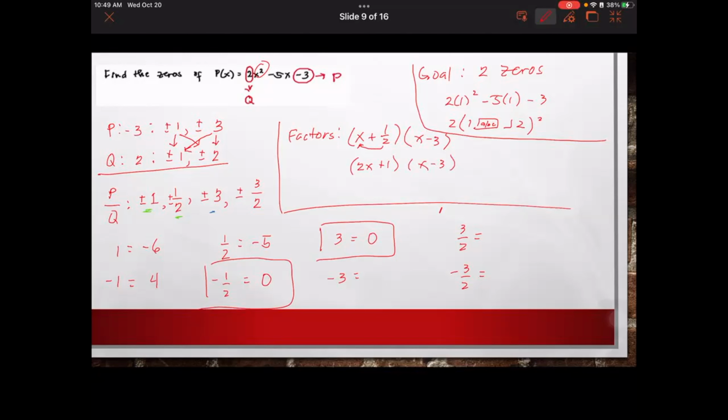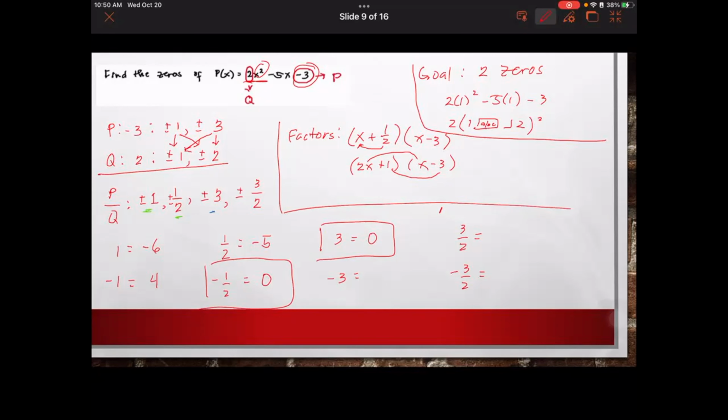Now, how to check our answer if it's correct? 1 times negative 3, the answer should be negative 3. So, 1 times negative 3 is negative 3. Then, 2x times x, the answer should be 2x squared. So, 2x times x, the answer will be 2x squared.